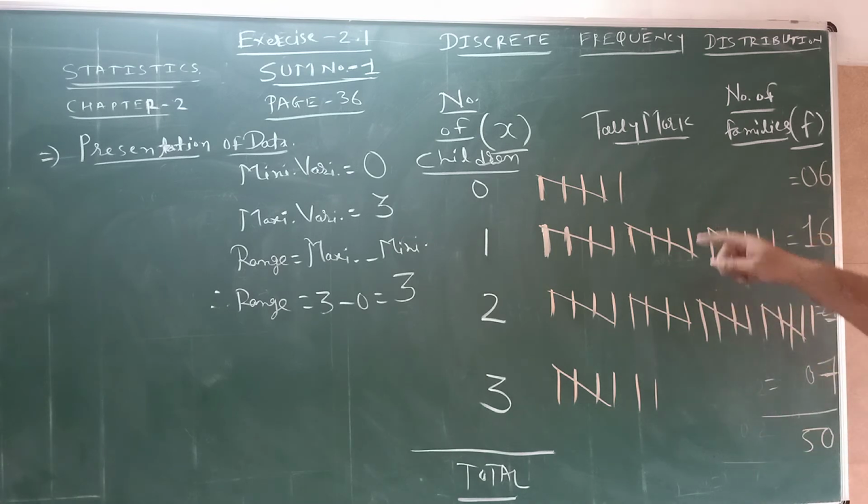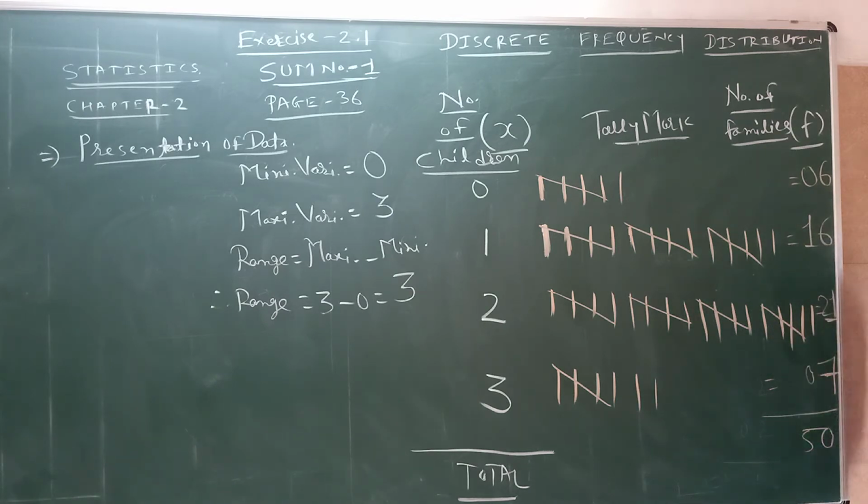See students, the tally marks of 0 is 6. Tally marks of 1 is 16. Tally marks of 2 is 21. And tally marks of 3 is 7. Finally, we got the total of 50.